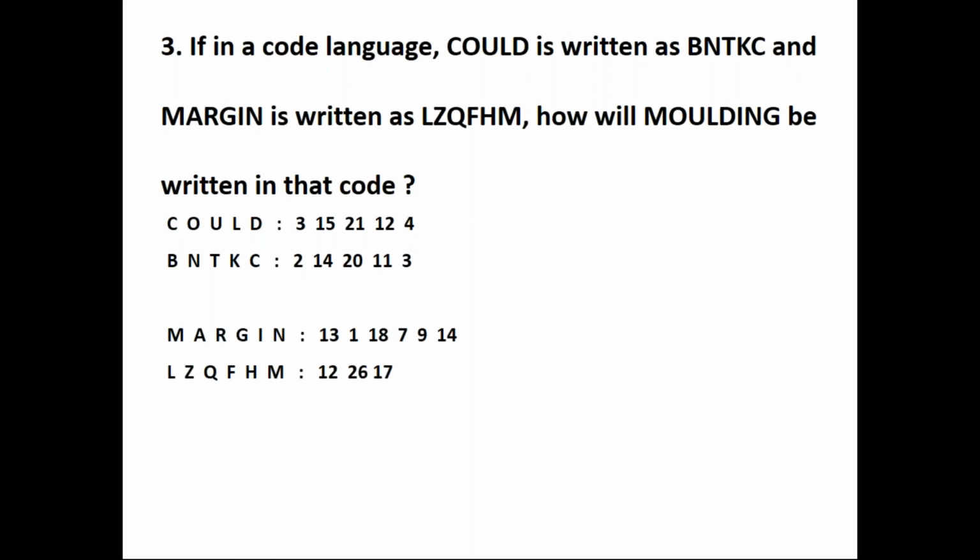Is it +1 or -1? -1, sir. So they gave two statements for reference. One is the COULD code and the second one is MARGIN. So by identifying the logic from both the statements, the logic is -1.